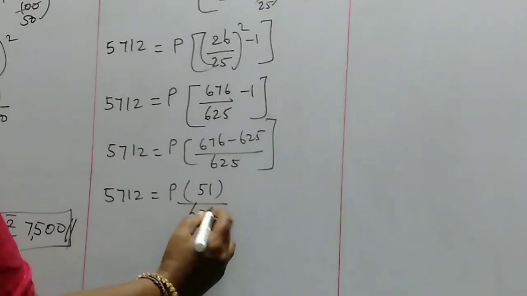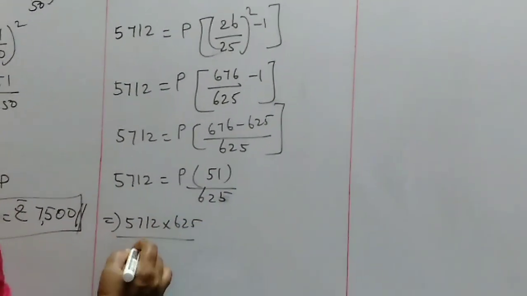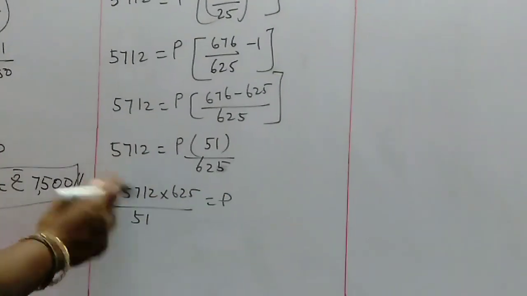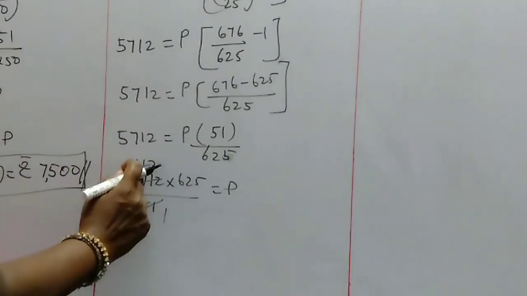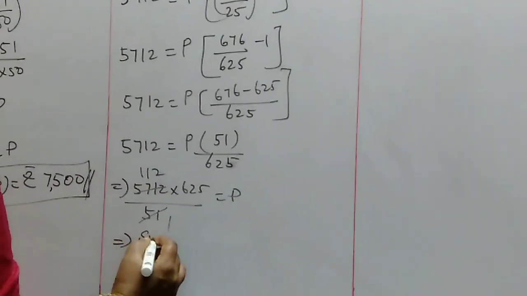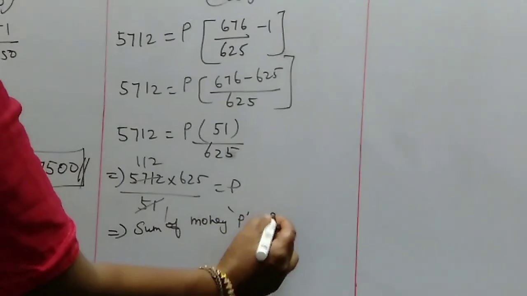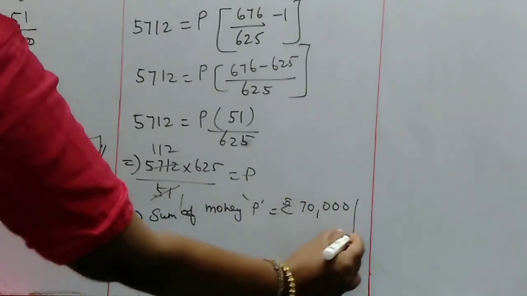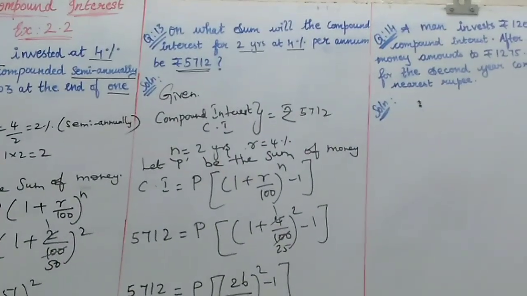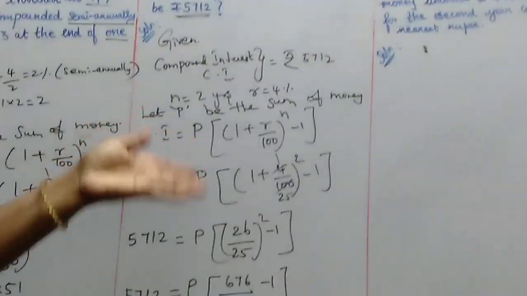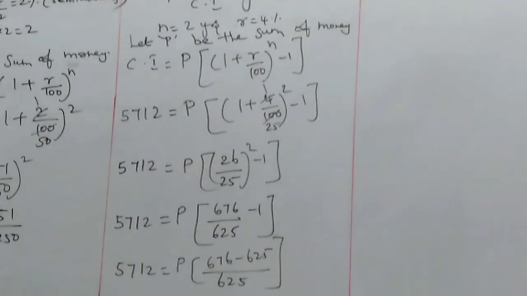Taking all this to this side, which implies 5712 into 625 by 51 equals P. By 51 table, if we cancel, this is 1 time, this is 112. So 112 into 625 will give us the sum of money P, which equals rupees 70,000. That is what we wanted to find. You will understand, it is a very simple formula. Directly from the compound interest formula, we get this. Okay, next we will go to the next sum.